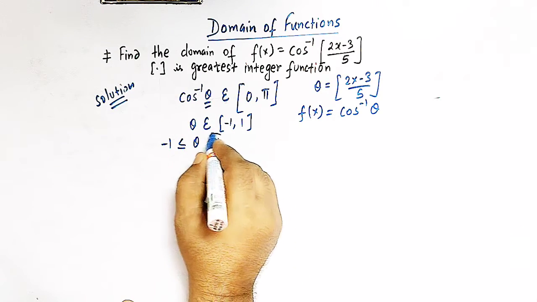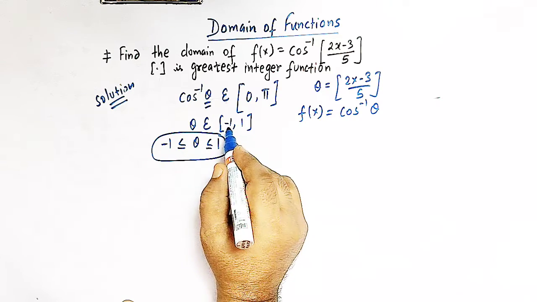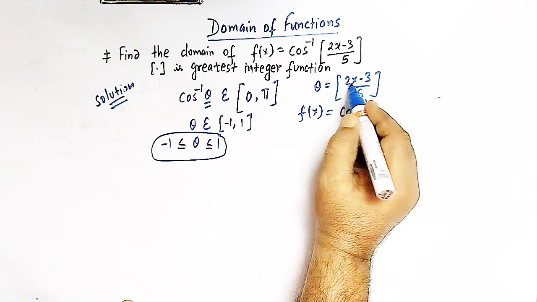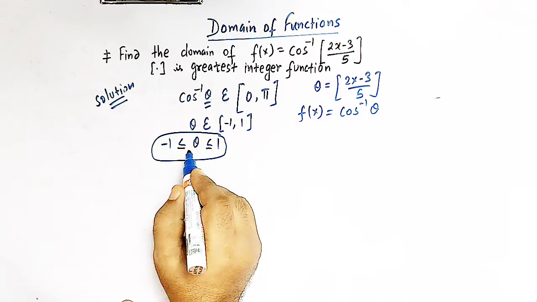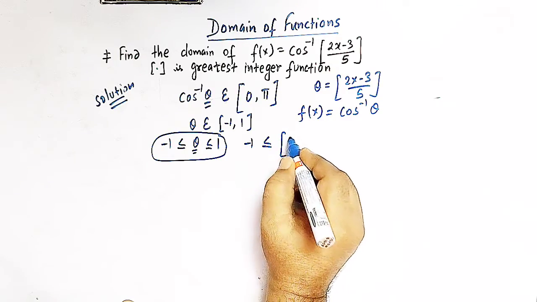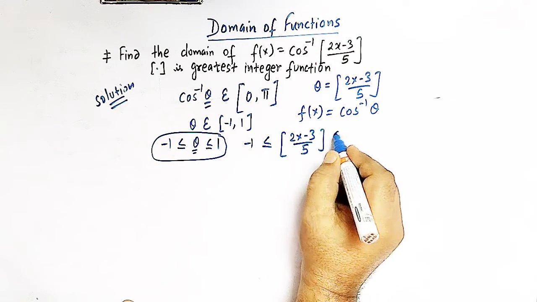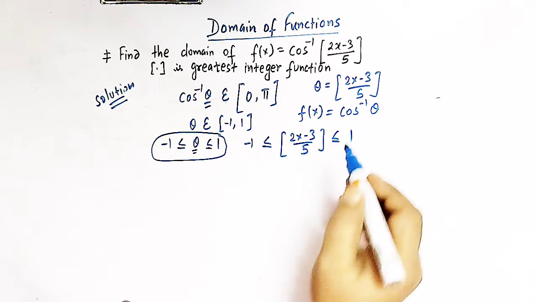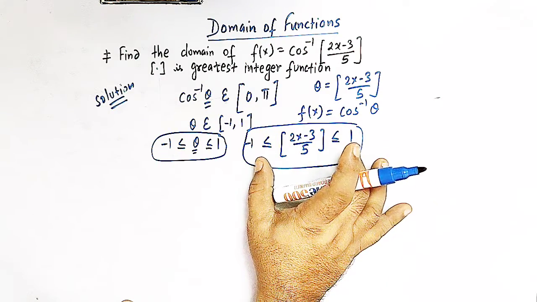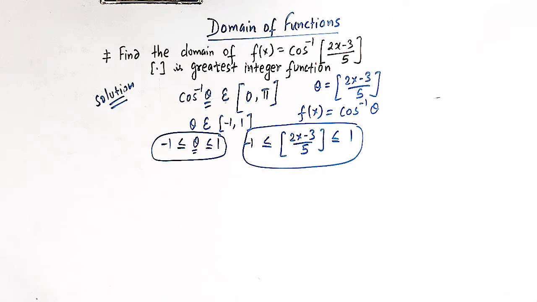Now we'll make use of this inequality, that is theta must belong to the interval minus 1 to 1. So taking theta as the greatest integer of 2x minus 3 over 5, over here we have minus 1 less than or equal to the greatest integer of 2x minus 3 over 5, and this is less than or equal to 1. So now we have this important inequality, and we have to solve it to get the values of x.